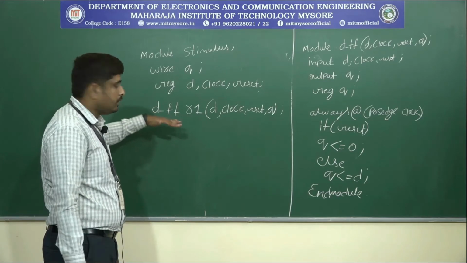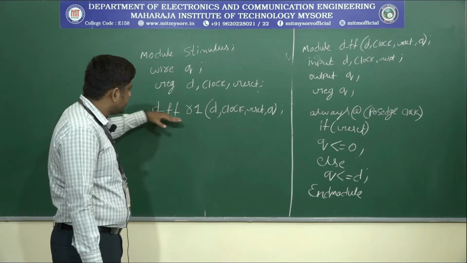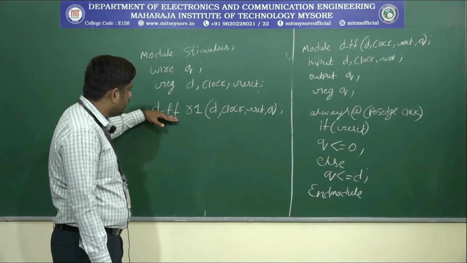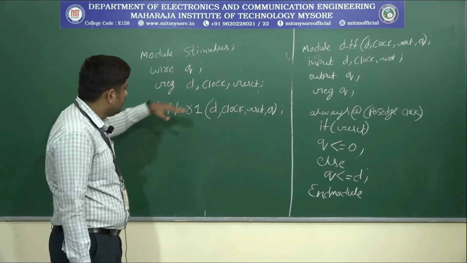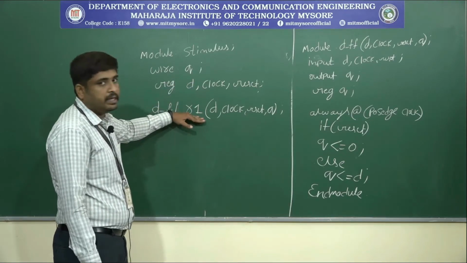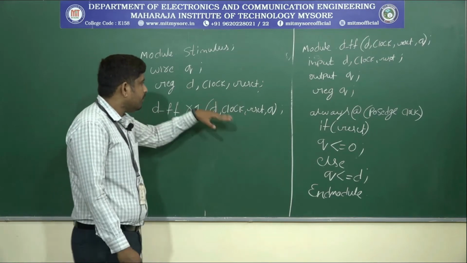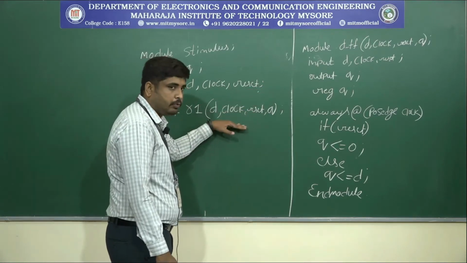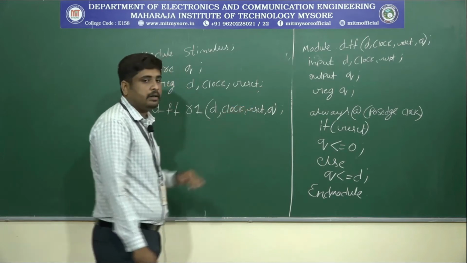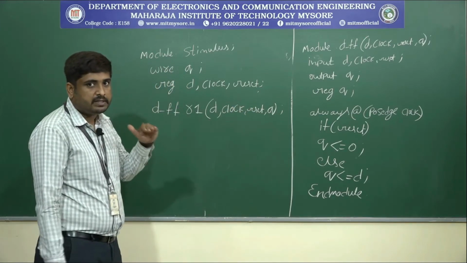For the theory part we can write an instantiation. First you have to write the design block name, that is DFF. Then R1 is the name of the instantiation. Then after this you have to mention the inputs and outputs, D, clock, reset and Q. So up to this one, this is an instantiation.